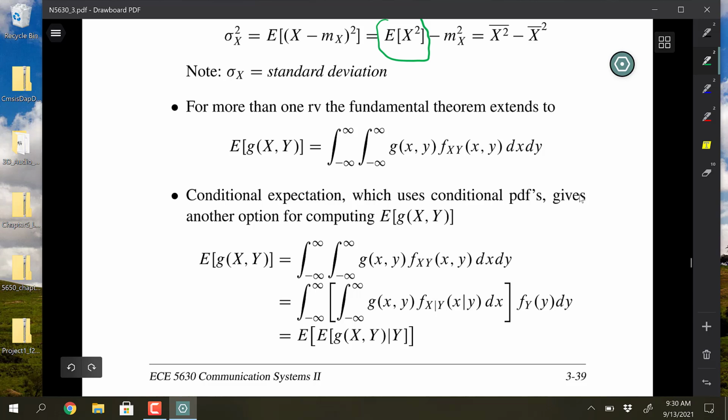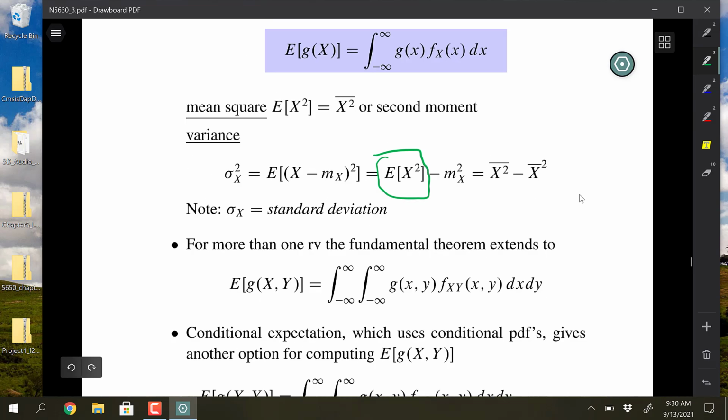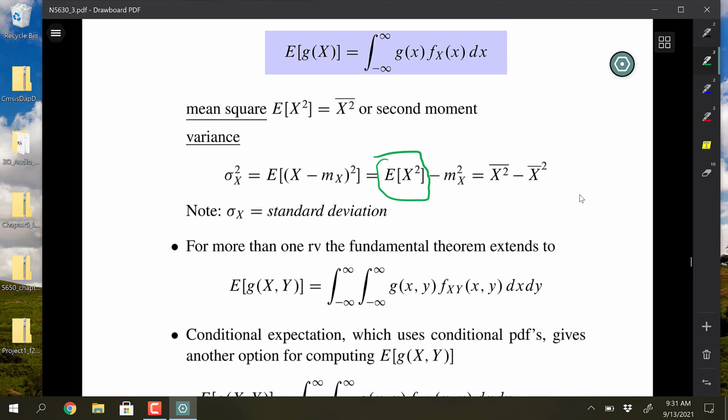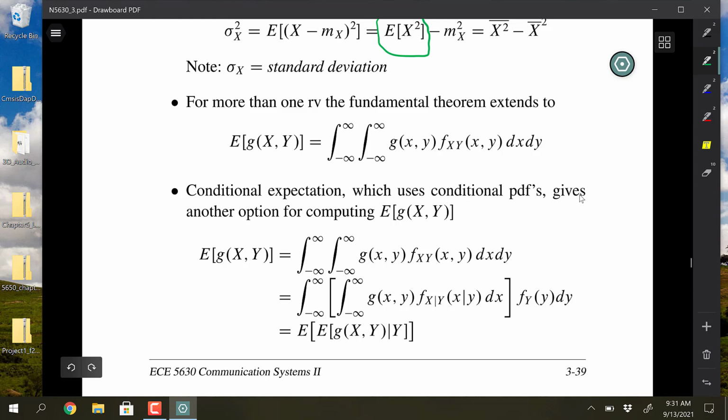When you have more than one random variable and you want to get variance, the second central moment is the name of it, because you subtract the mean from the random variable and then take the expected value of the quantity squared. So it's a second moment, but it's central, or centered around 0, because you subtract the mean. And that gives you the variance, and the standard deviation is the square root of the variance. So the fundamental theorem extends to multiple random variables, and that's this line right here.